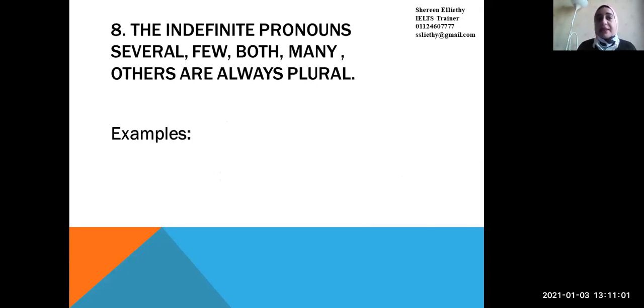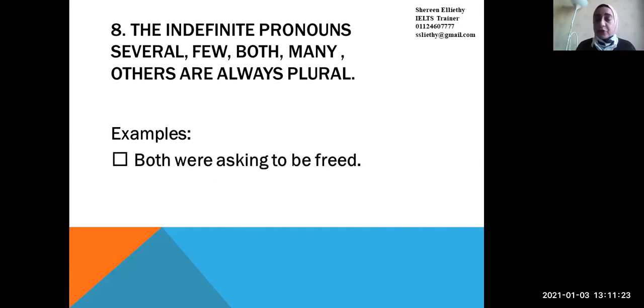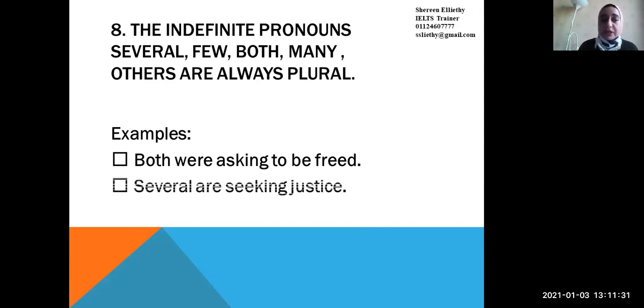Rule number 8: the indefinite pronouns several, few, both, many, others are always plural. Of course, this is a fixed rule that all these indefinite pronouns are always plural, and therefore they will require a plural verb. So again, several, few, both, many, and others. Both were asking to be freed. Several are seeking justice. Very good.